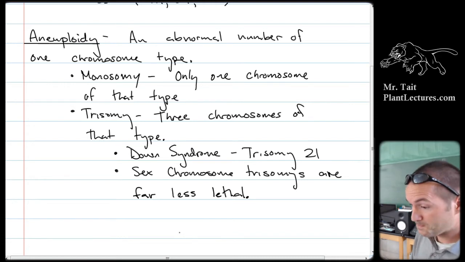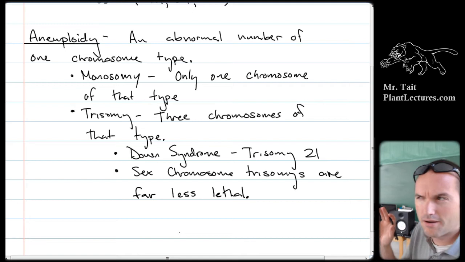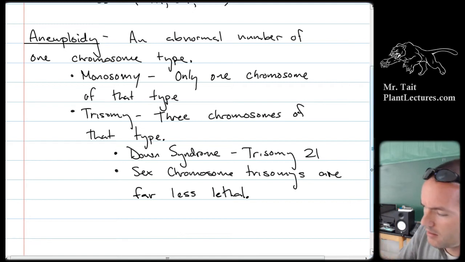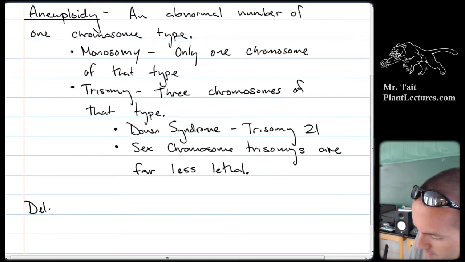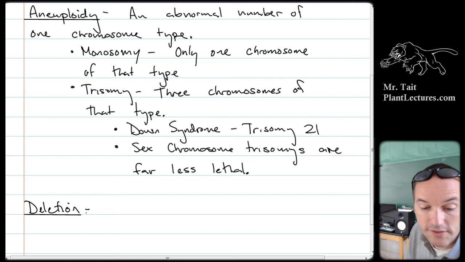Okay, so this is if the whole chromosome is there or the whole chromosome is not there. You can also have situations where part of it's there. So you could have a deletion. You can probably figure out what a deletion is. That's when part of the chromosome actually gets removed.